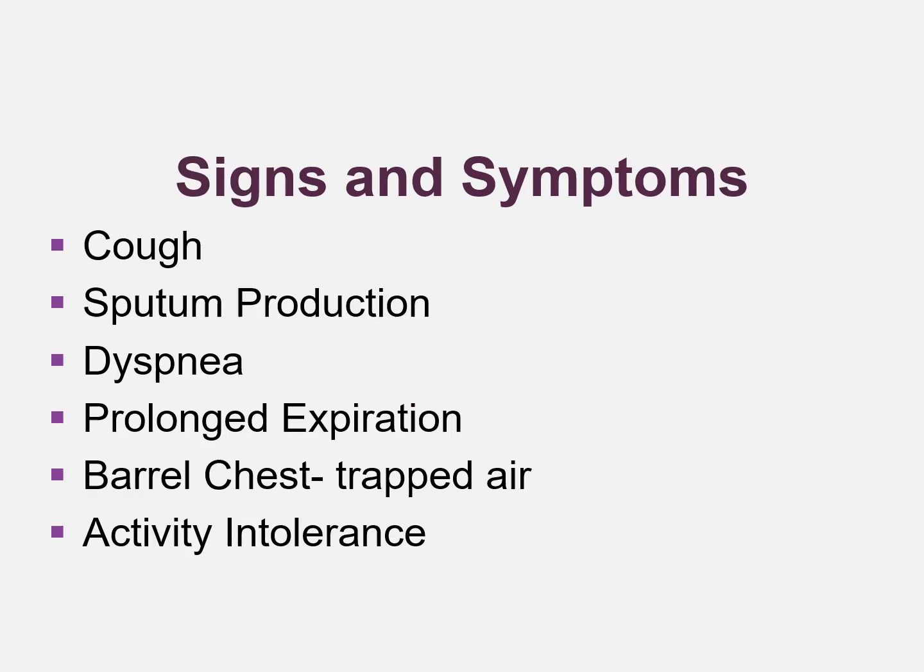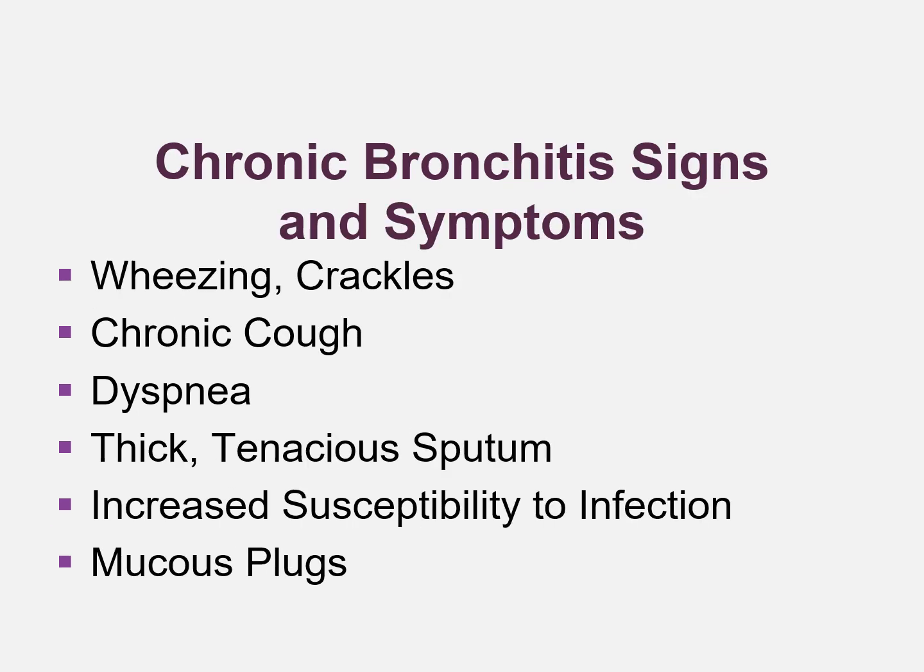Signs and symptoms: cough, sputum production, shortness of breath, prolonged expiration, barreled chest because of that trapped air, and activity intolerance. They're going to have symptoms of chronic bronchitis: wheezing, crackles, a chronic cough, shortness of breath, and a thick, tenacious sputum. They may have increased susceptibility to infection, and they're going to produce mucus plugs.